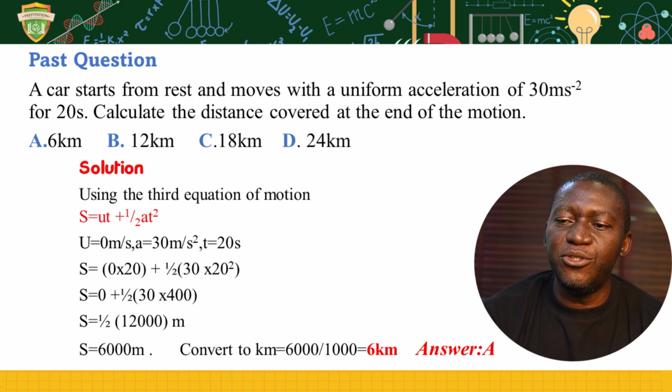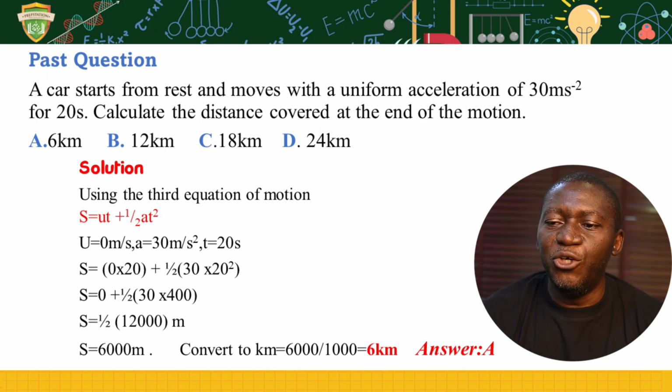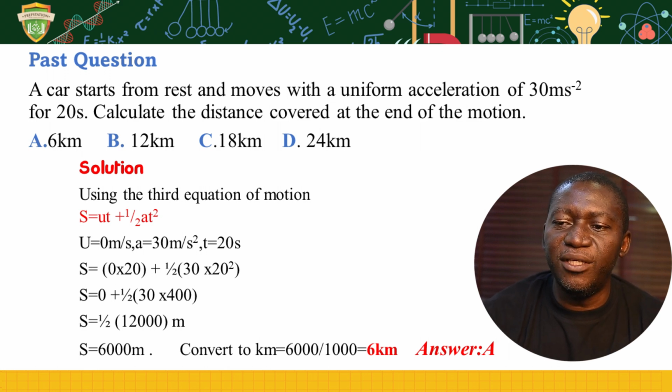Now if you substitute these parameters into the second equation of motion correctly, you will notice that the distance will be 0, which is the initial velocity, multiplied by the time. Then you add to half of the product of the acceleration and the time squared, which is half into bracket 30 multiplied by 20 squared.